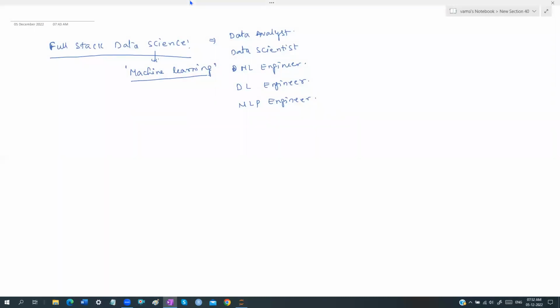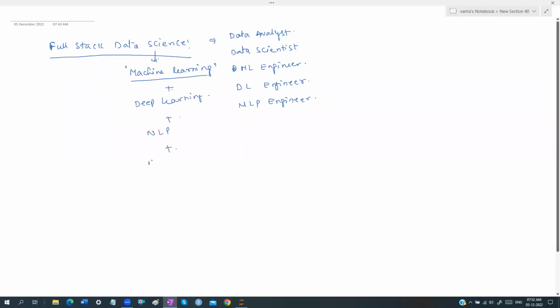So there are multiple. The advantage of learning these full stack courses is that you can go for different roles and different opportunities. Earlier, it was only machine learning, but as I told you, machine learning was there, and we have added deep learning. After that, there have been requirements for NLP.